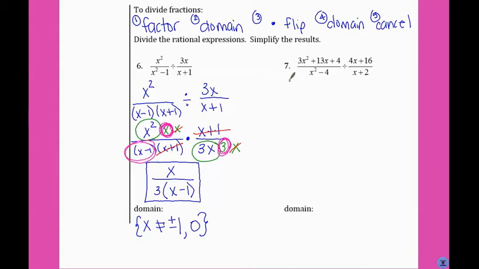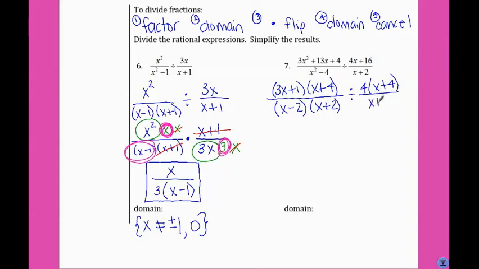All right, let's move on to number 7. The factors of 3x squared plus 13x plus 4 are 3x plus 1 and x plus 4. Again, if you're having trouble with your factoring, go back and watch those videos. x squared minus 4 factors to x minus 2 and x plus 2. In our numerator here, we have a common factor of 4.